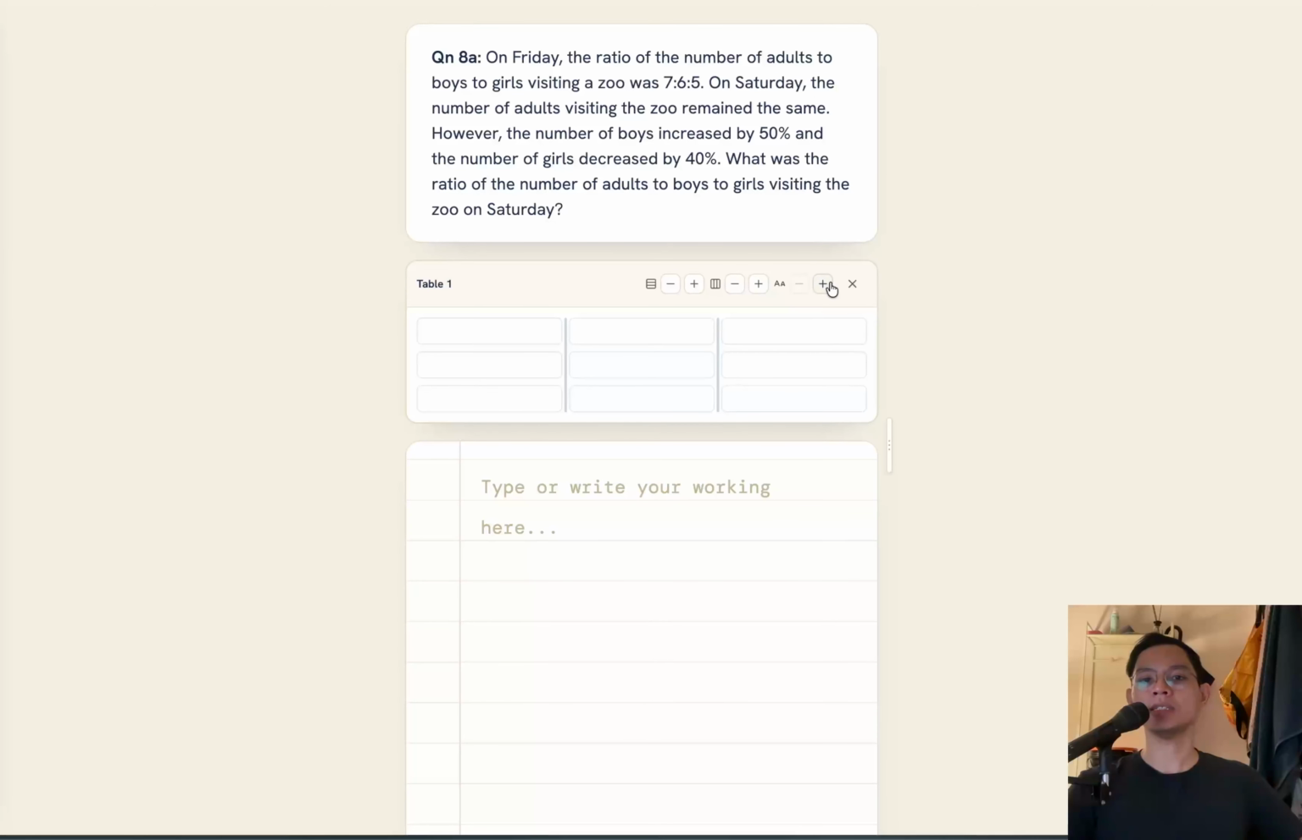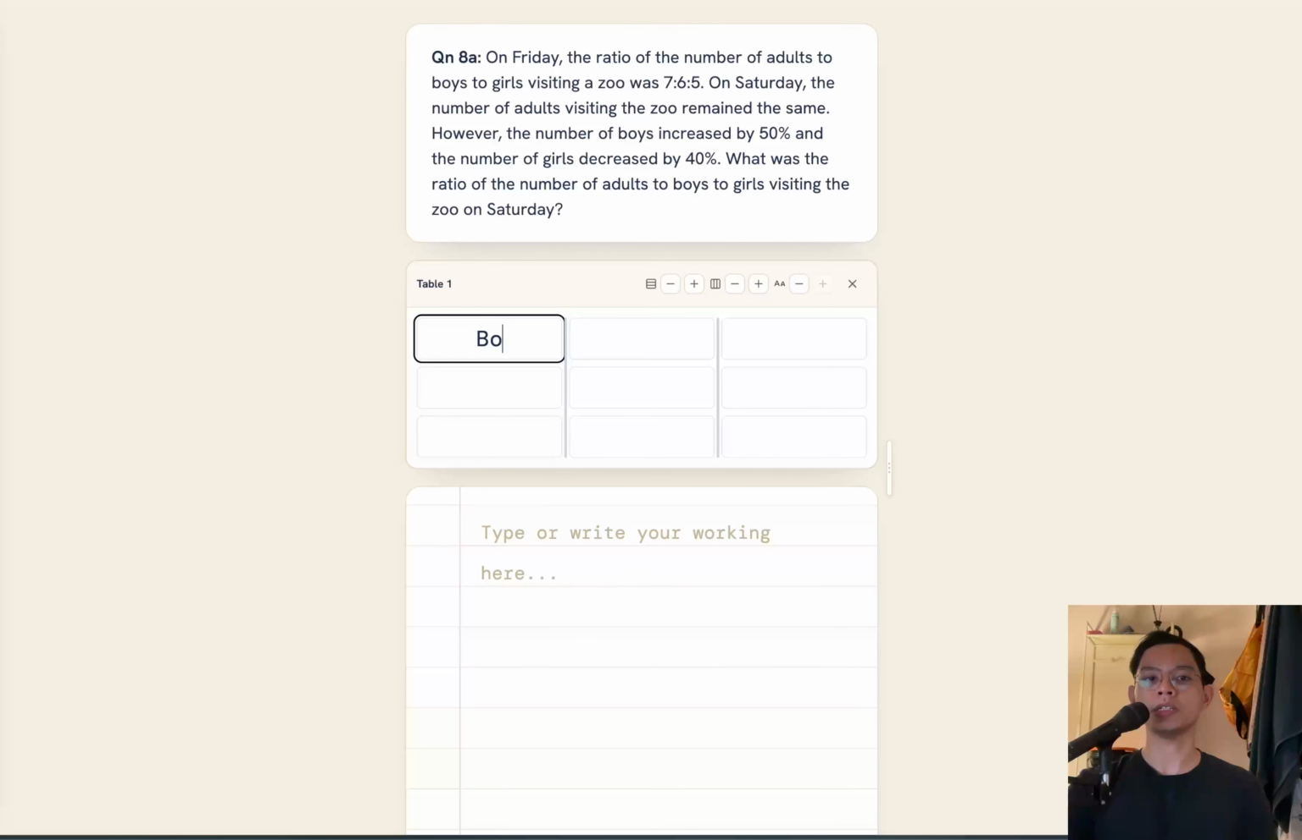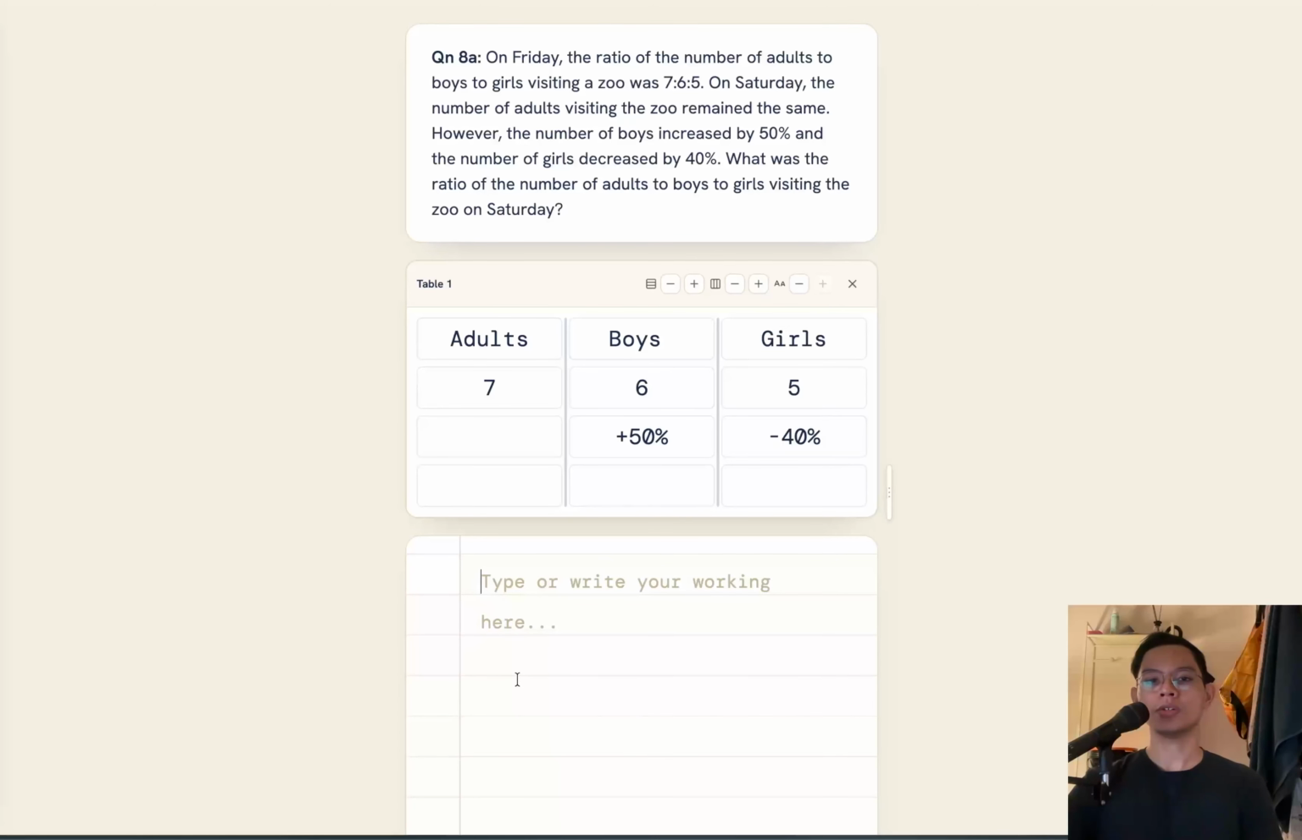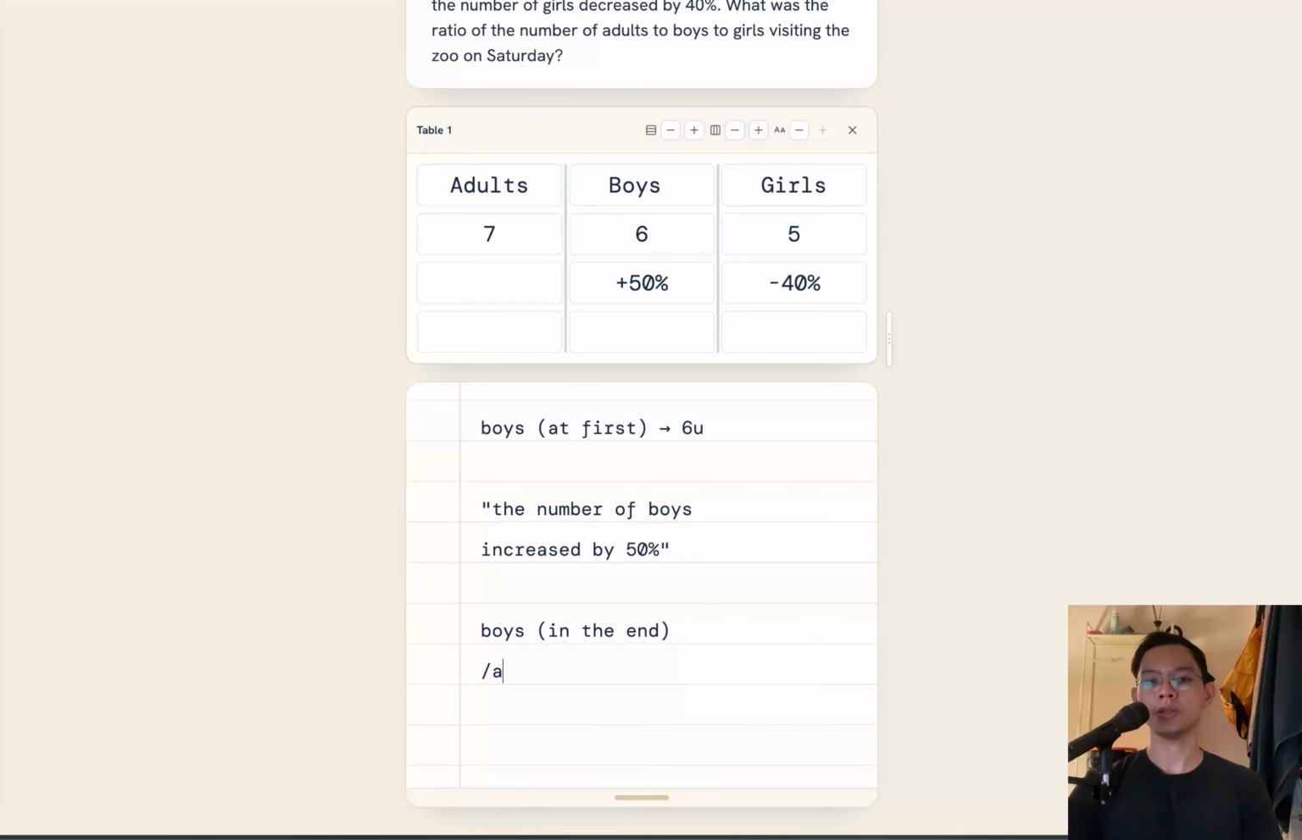So to visualize this a bit better, right here: adults, boys, girls. At first they were 7 is to 6 is to 5. So what happened on Saturday? The number of boys increased by 50%, so plus percent, and the number of girls decreased by 40%. So in this case, boys at first is equal to 6 units. Then boys increased by 50%. 100 would then be equal to 6 units times 100 plus 50 percent, and this will be equal to 9 units.